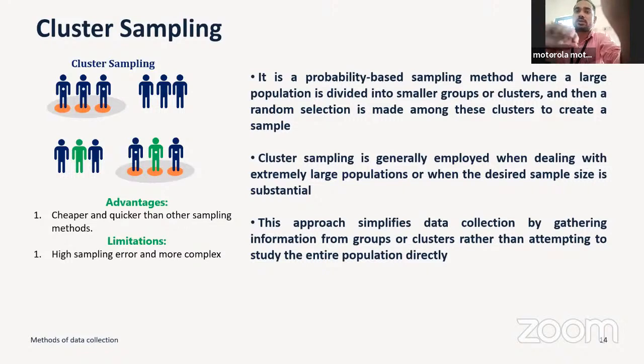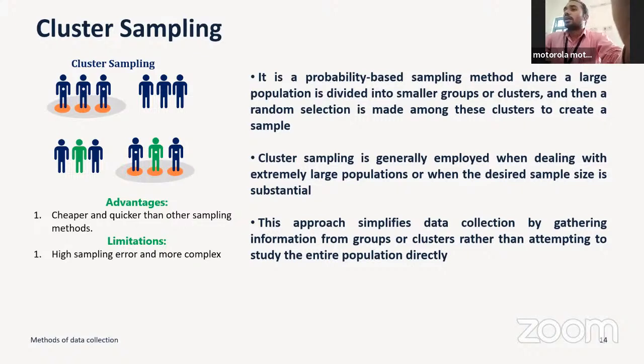Okay, so next is cluster sampling. The word itself is explanatory. Cluster sampling means instead of taking a single sample, we are selecting a group of observations, or a group of individuals, or a cluster as a sample. It is also probability based, and we select the group. Therefore, it is easy, cheaper, and faster.